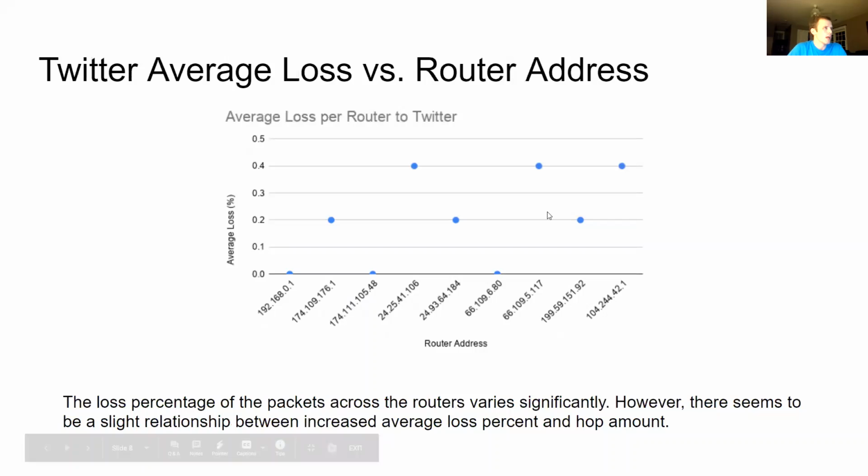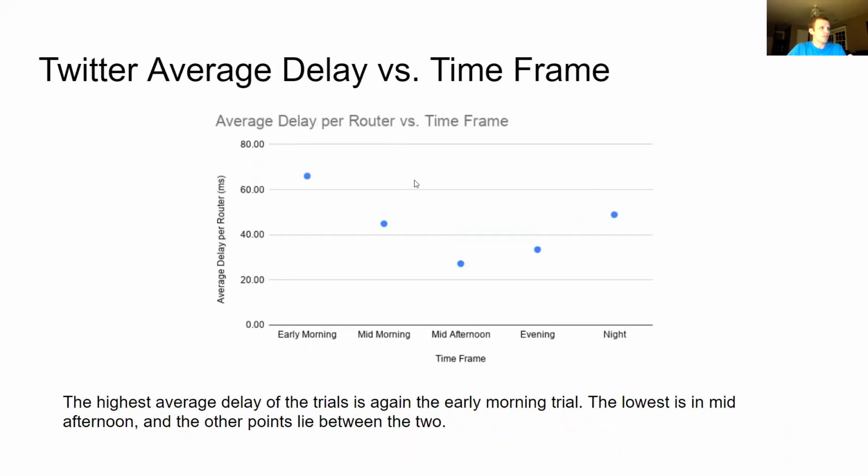That makes sense. And then this is the average loss per router address. So this is the loss percent on the Y and router address on the X by hop. And we can see that while there's not a super strong linear correlation, it does seem to be, like last time, very slight, but there's definitely higher loss percentages in the later routers, right? Because these routers are 1, 0, 0, and 0.2, but these are like 0.2, 0.4, and 0.4. So that's definitely notable.